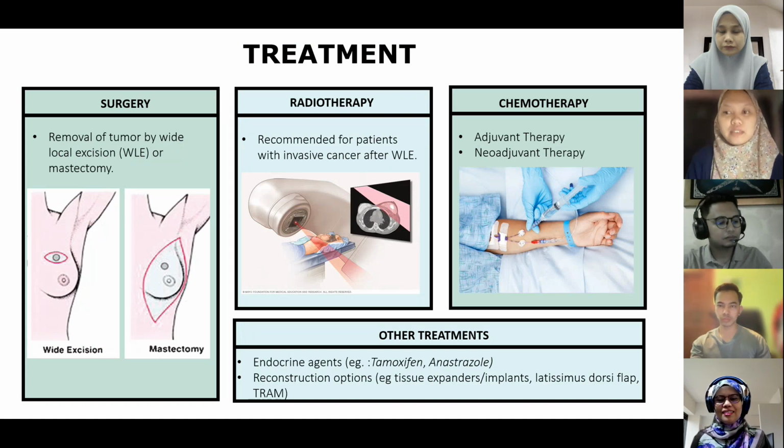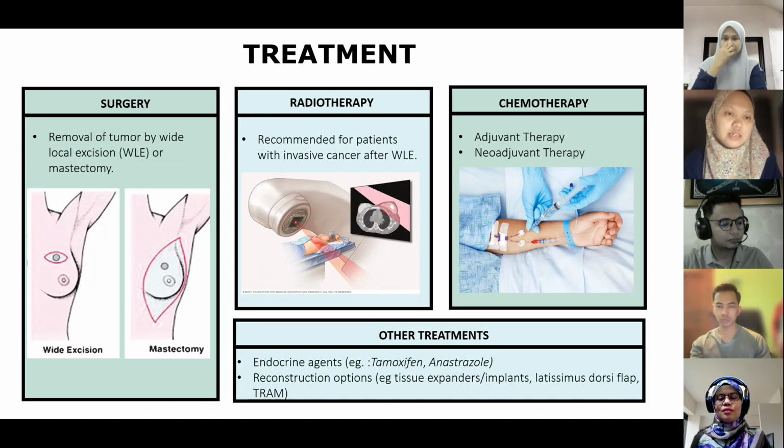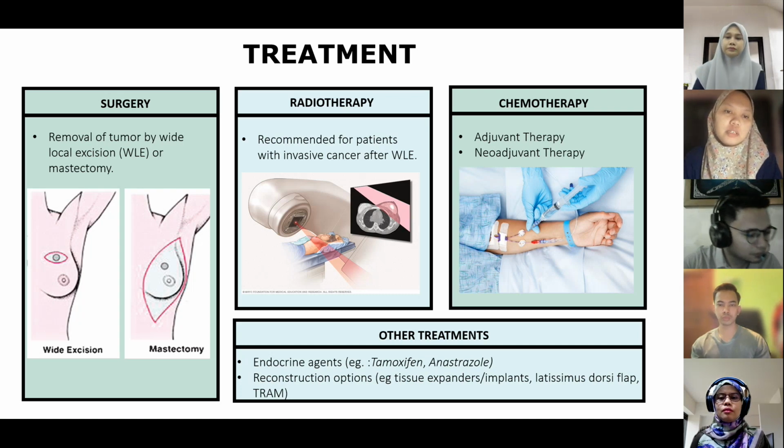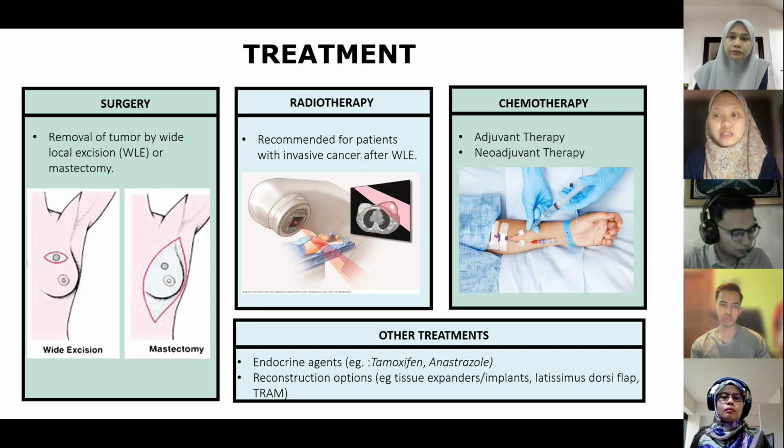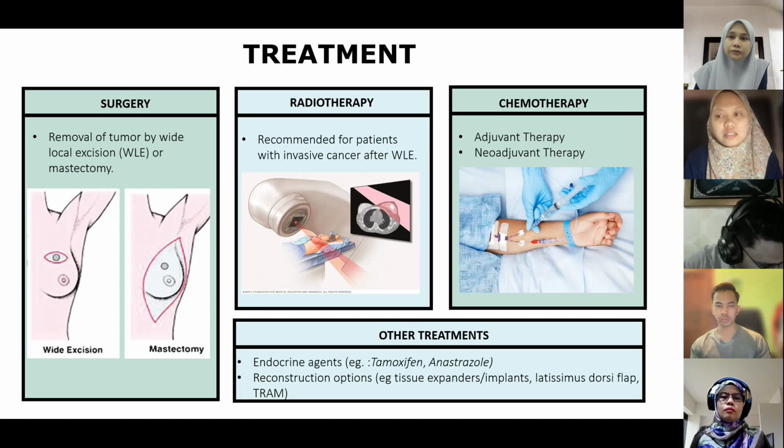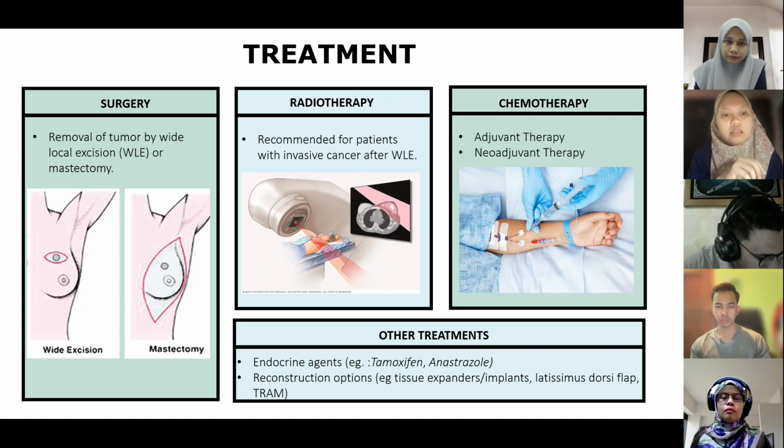So let's move to the last slide, which is the treatment. Basically, the treatment will be decided by the physicians and the doctors. For the basic treatment, the first and most common one is surgery, which has two types: wide excision and mastectomy. Wide excision is just the removal of a small amount of the lump, and mastectomy is the removal of the overall breast.